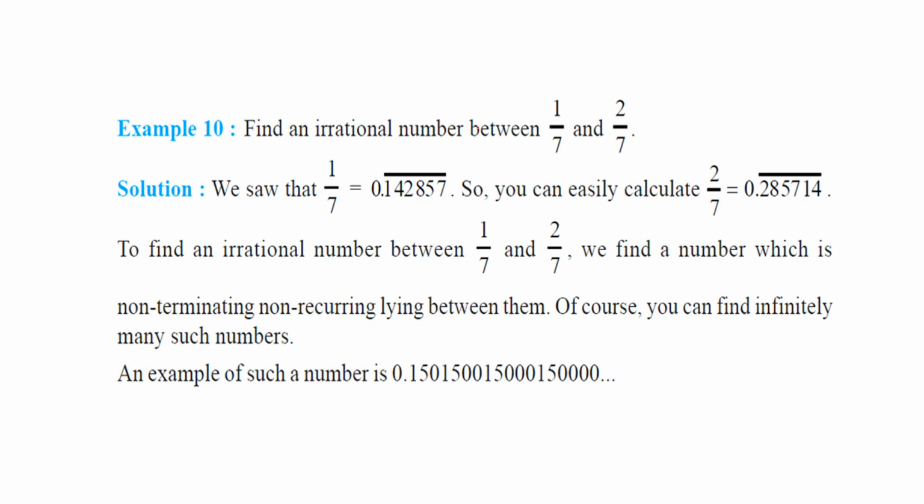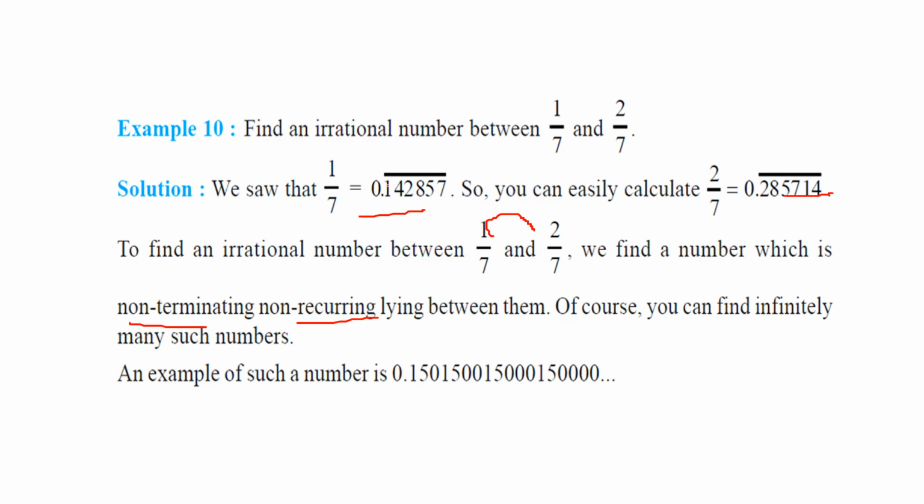Find an irrational number between 1 by 7 and 2 by 7. So 1 by 7 is this one and 2 by 7 is this one. You can just divide and find it out. This is quite easy. But in order to find the irrational number between these two, we can find a number which is non-terminating, non-recurring, lying between them. We just want the number to not terminate and not recur. So you can have a number of these.